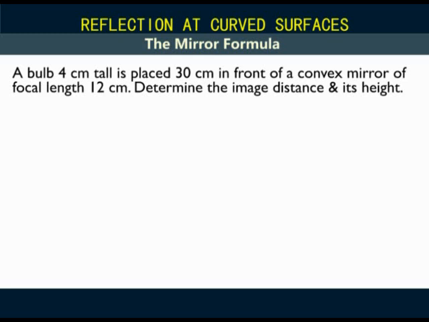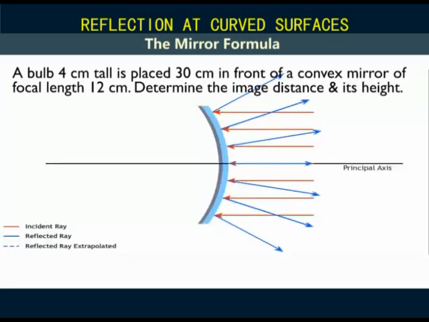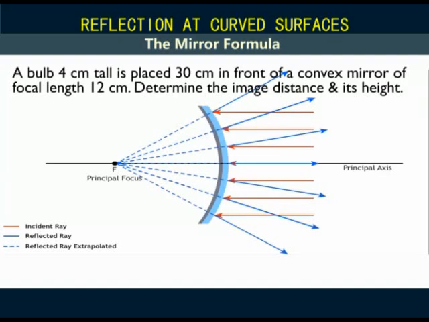Now in this case, we have a convex mirror, which means the focal length is virtual. And that means if you look at this convex mirror, the reflected rays appear to diverge from F behind the reflecting surface. In reality though, these rays do not exist. There is nothing behind the mirror.